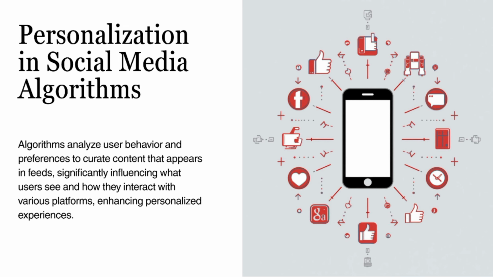Personalization in social media. Social media platforms don't show the same content to everyone. Instead, they personalize your feed based on your behavior and preferences. If you watch cooking videos, you'll see more cooking content. If you interact with political posts, your feed may start showing more political content. This personalization makes the experience feel relevant, but it also shapes your perception of reality.